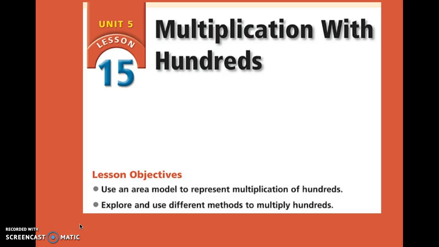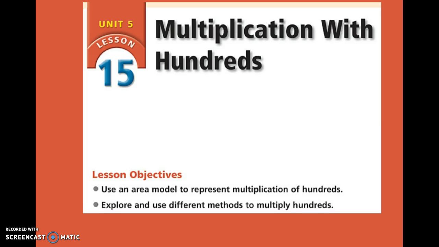All right, this is Mrs. Naslin, and today we're doing Unit 5, Lesson 15, Multiplication with Hundreds. Our learning targets for today are, I can use an area model to represent multiplication of hundreds, and I can explore and use different methods to multiply hundreds.